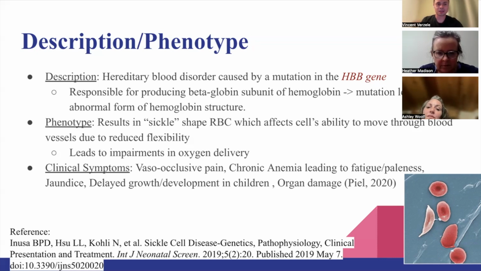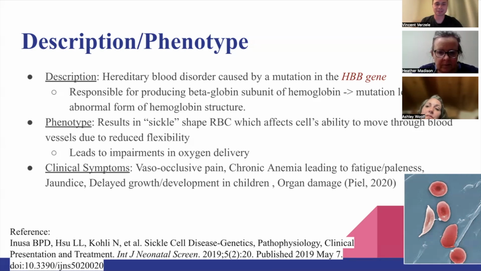This can lead to impairments in oxygen delivery because the misshapen cells have reduced flexibility, which makes them less able to pass through small blood vessels. Some of the clinical symptoms are vaso-occlusive pain. This is when you have blocked blood vessels, which can lead to severe pain, known as vaso-occlusive pain. These episodes are generally a hallmark of the disease, and they can last from hours to days. Then you can have chronic anemia or jaundice.